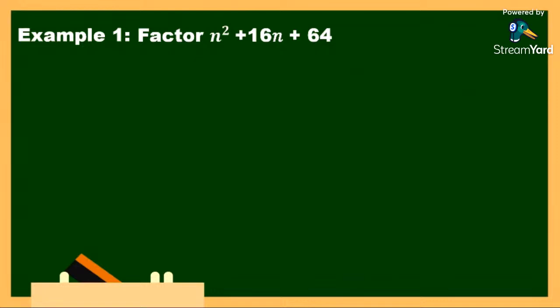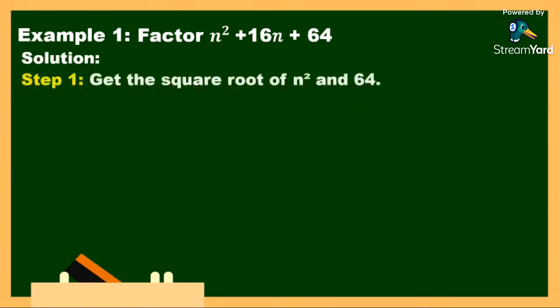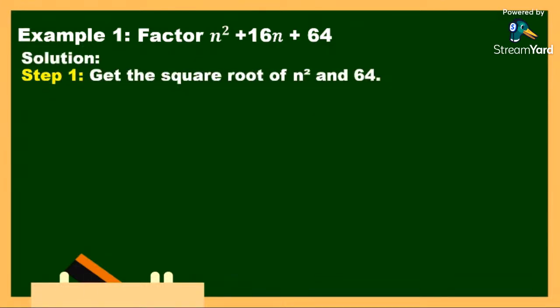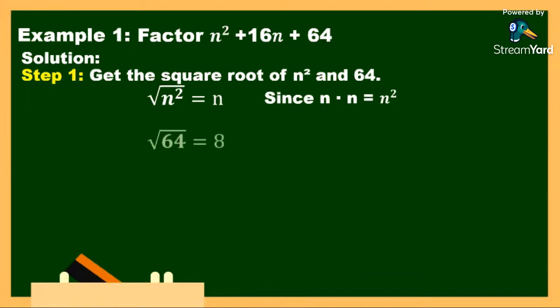Ang una nating gagawin ay kukunin ang square root ng first term na n squared at ang last term na 64. So, the square root of n squared is equal to n, since n times n is equal to n squared. And the square root of 64 is equal to 8, since 8 times 8 is equal to 64.